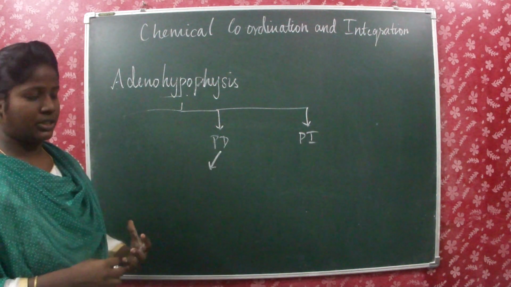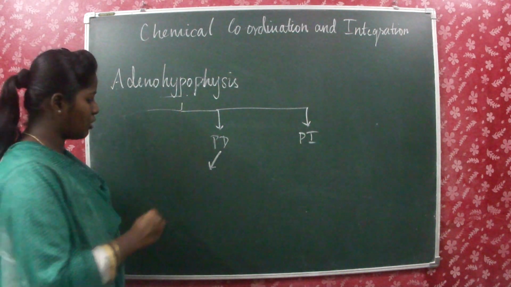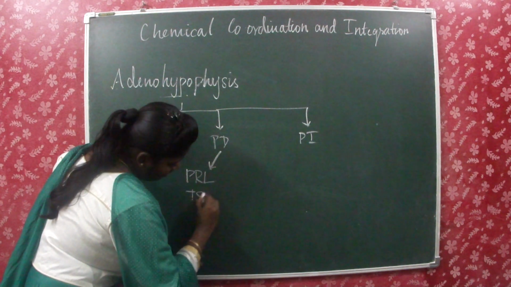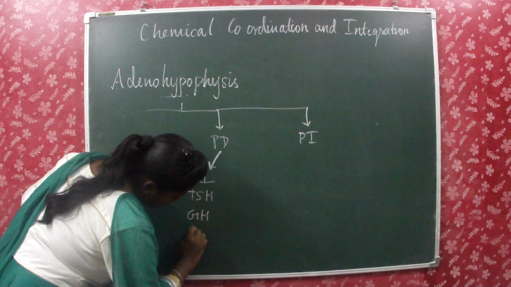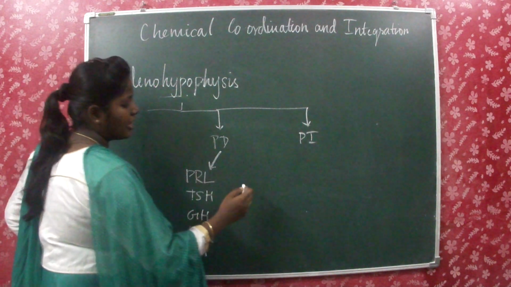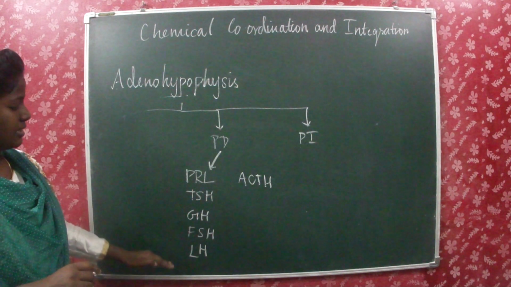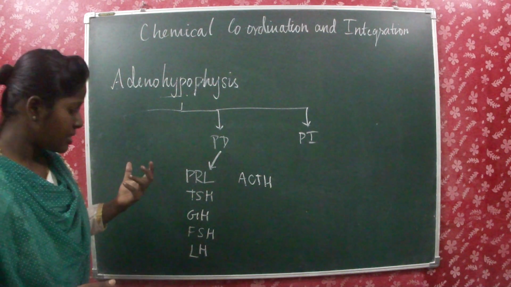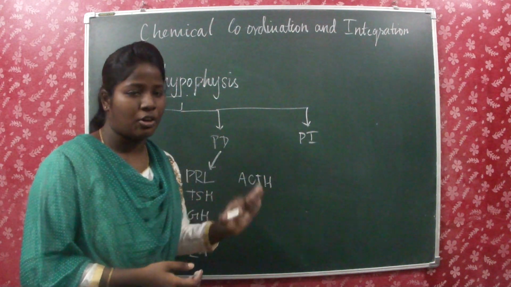Pars distalis secretes a lot of hormones: prolactin, thyroid stimulating hormone, growth hormone, follicle stimulating hormone, luteinizing hormone, and finally adrenocorticotropic hormone. So it secretes a total of 6 hormones.